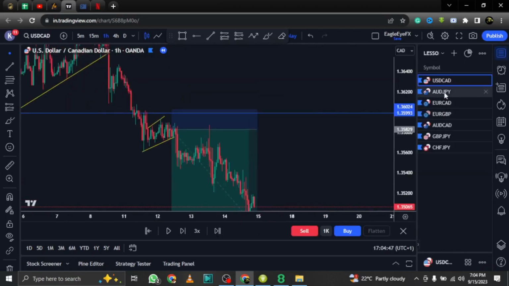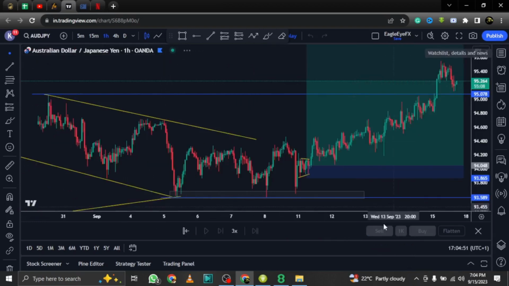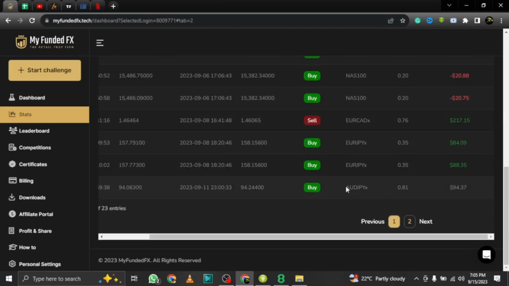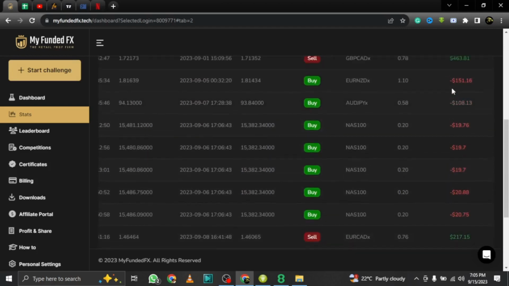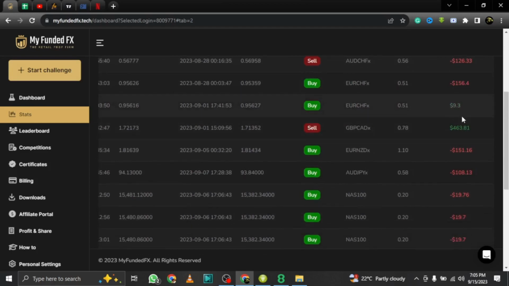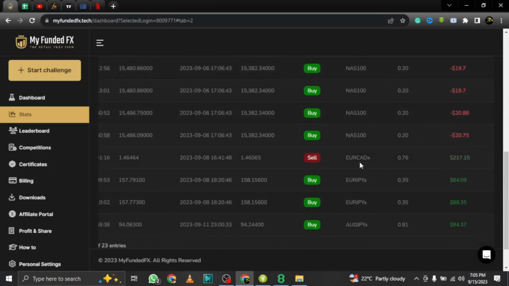So let's start with AUD JPY. This is one of the trades that I took, and I want to go through the stats. So we have this AUD JPY. I started, took some losses, some break even, then I was able to recover some 4%. Then I took some losses on Nasdaq. Then it started going up on Euro CAD.